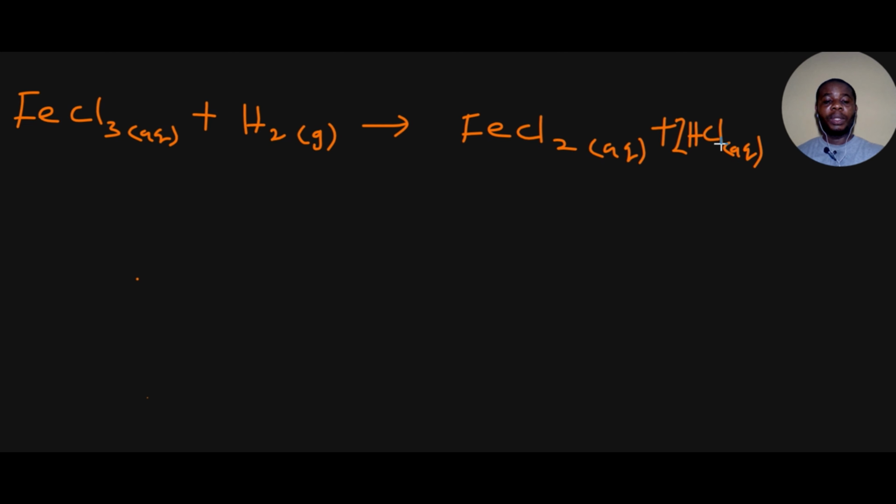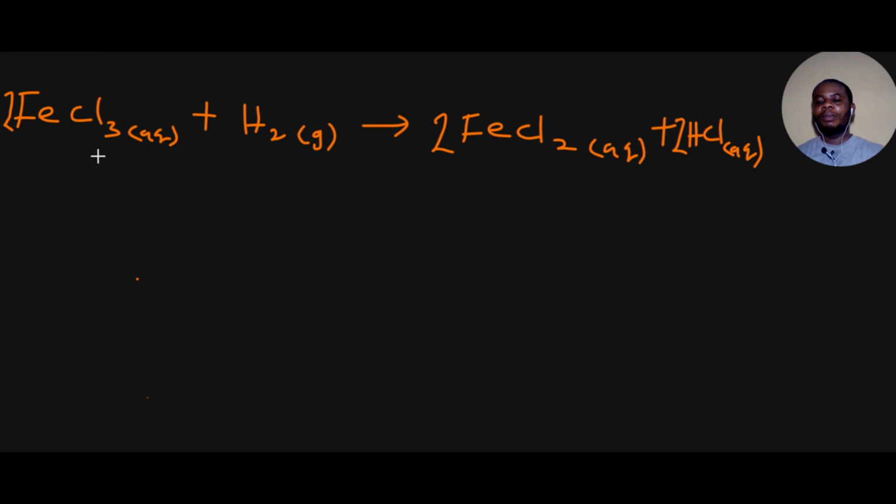Chlorine is 2 here plus 2 to make it 4, but chlorine is just 3 here. What do we do? Place 2 here to make the chlorine 6. Iron is also 2 here. So let's place 2 here to balance the equation. I think it should balance now. So iron is 2, chlorine is 6, chlorine is 4 plus 2, that's 6. Hydrogen is 2, so the equation is balanced.